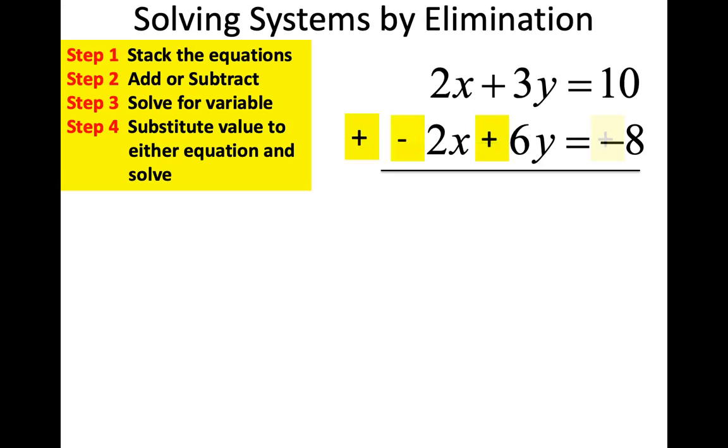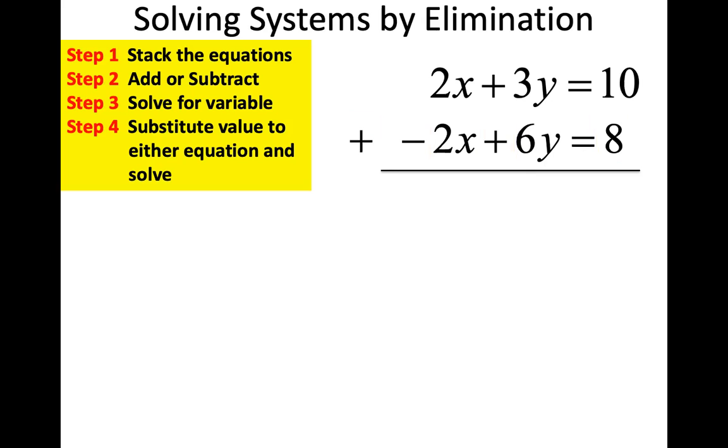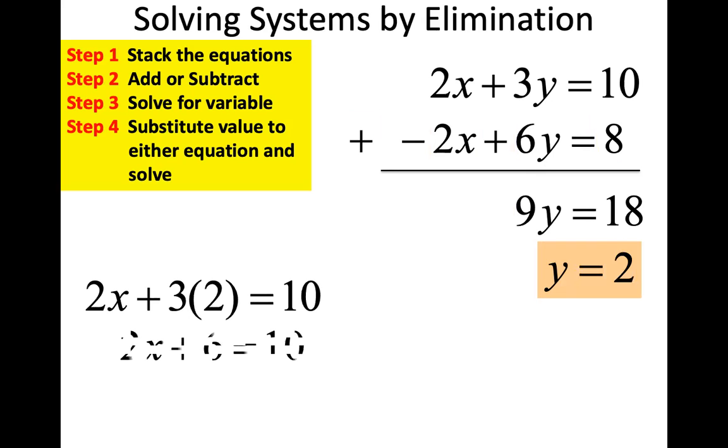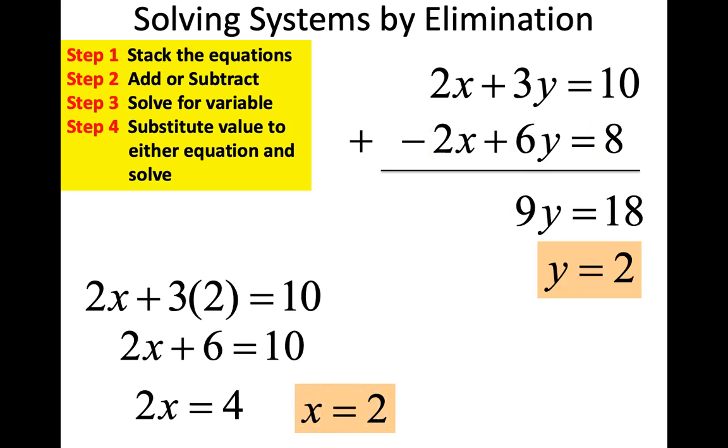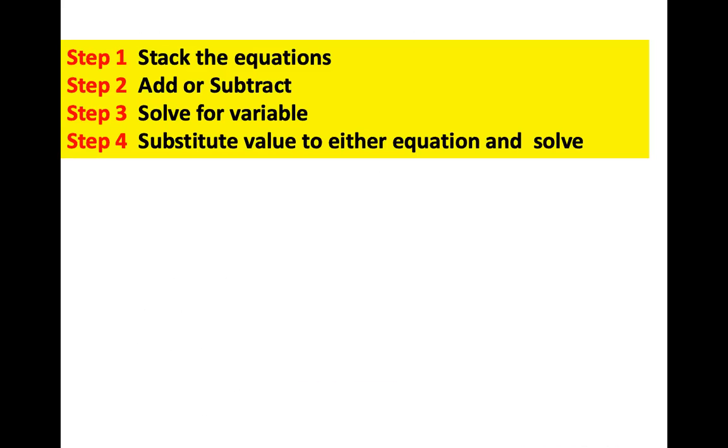Negatives become positives. And then you add. We get to that one answer. We toss it into one of the 2. We get to the second answer. You write the answer in the form of x comma y. Done. Great. The rules are 8 and what?